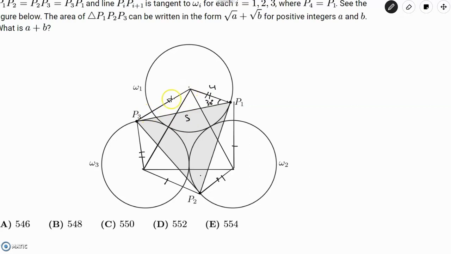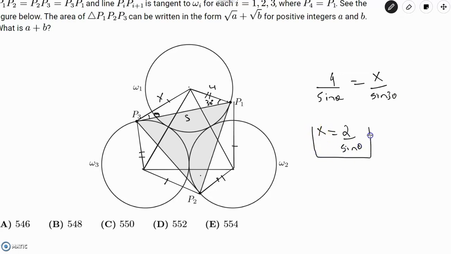And we don't know the length of this value over here yet, the distance from the center to P_i, so let's call that x. Then by the law of sines, if we call this angle theta, we have that 4 over sine theta is equal to x over sine 30. Sine 30 is equal to 1/2, so this simplifies to x equals 2 over sine theta. So now that we focused on the triangle selecting the center, P1, P3, let's focus on the triangle such that its obtuse angle is on P_i.